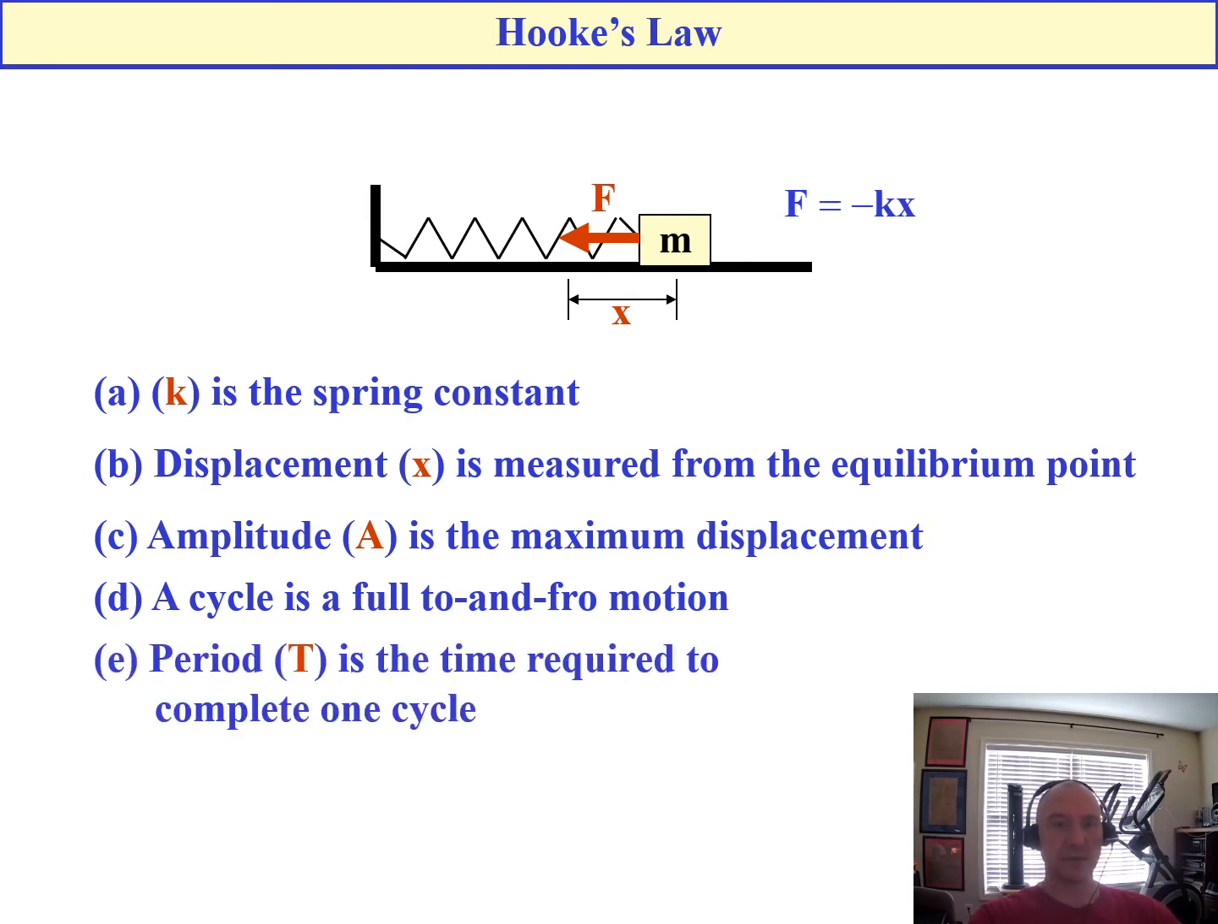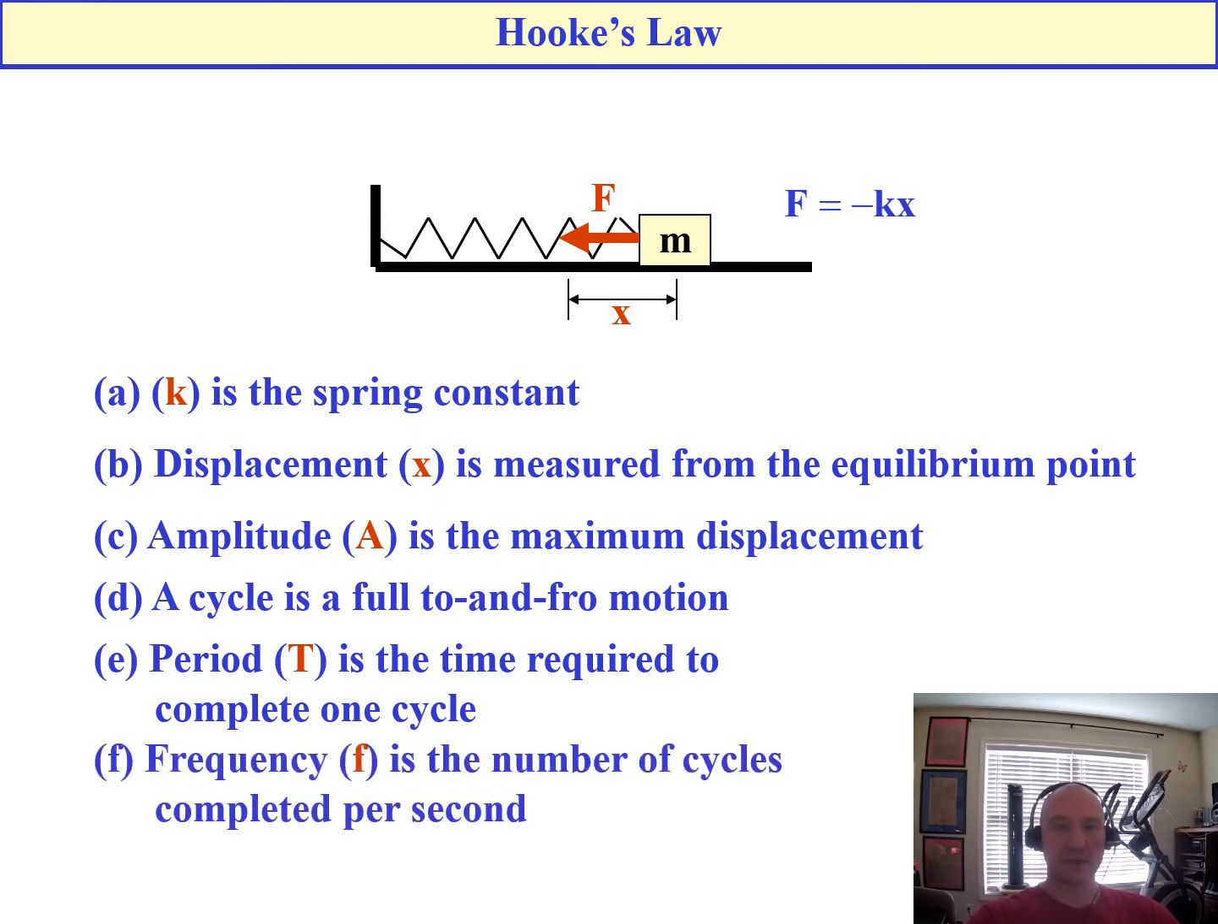All right, the next one is going to be period. It's a capital T. That's the amount of time per cycle. And then the last one is going to be frequency. The frequency is the number of cycles per second. Now, what you'll notice between period and frequency is they're very much related. Period describes the number of seconds every cycle. The frequency describes the number of cycles every second.